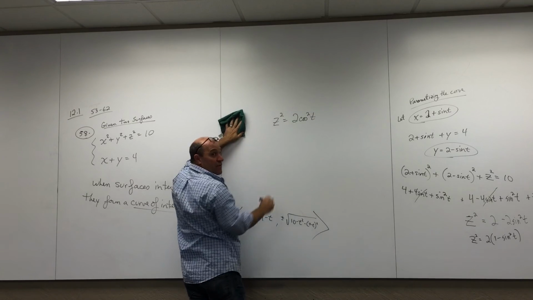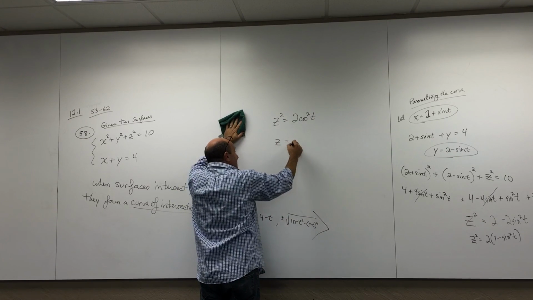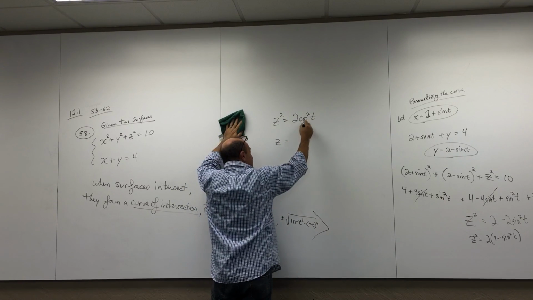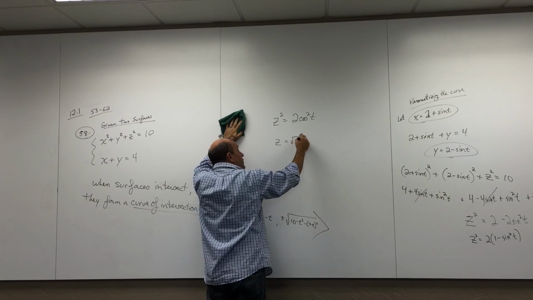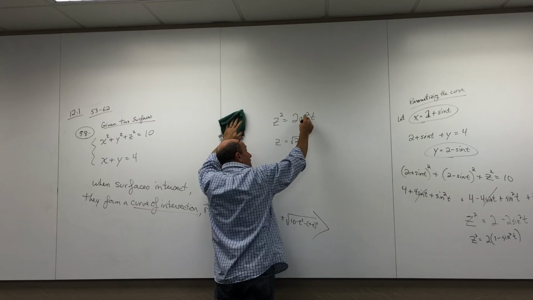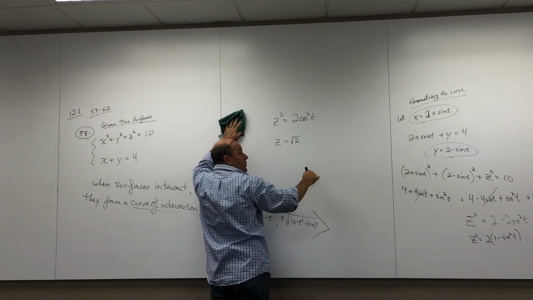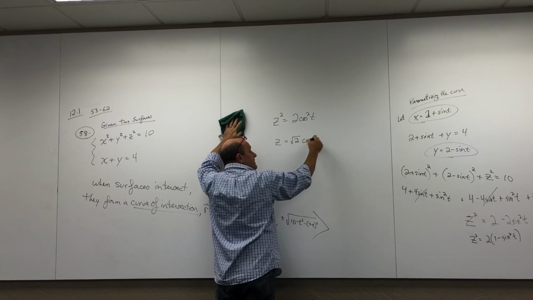I'm going to take the square root of both sides. This time I don't need a plus and minus because I got this cosine function. I don't think I need plus and minus. I do get the square root of 2, but I get the square root of cos squared. The square root of cos squared is cos t.